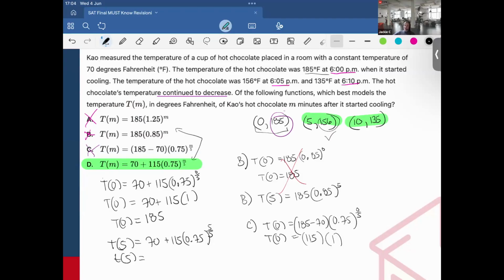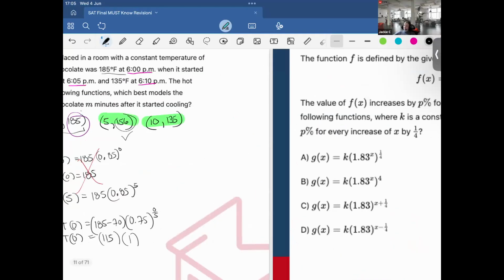And as I said before, this is basically testing Newton's law of cooling, which is room temperature plus initial temperature minus room temperature times whatever the factor of decay is, in this case 0.75, raised to time. Okay. Aren't these problems so cool and amazing? I hope you're enjoying them.